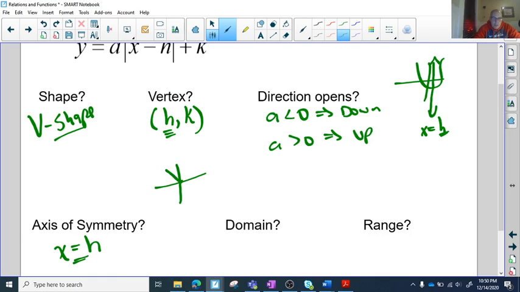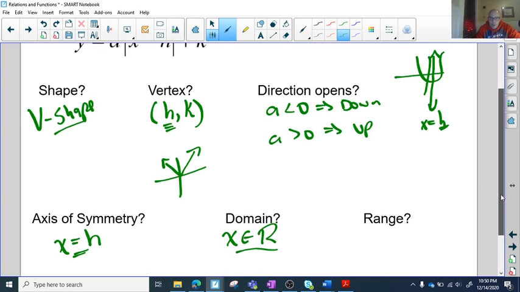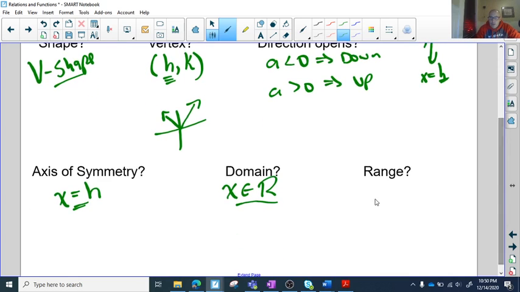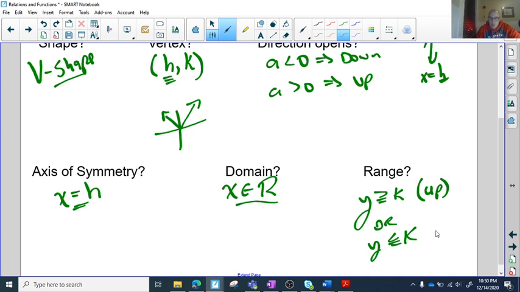We will assume that these graphs have arrows, unless we're told otherwise. So the domain, this graph goes forever this way, so it's eventually going to cross all the x's. It goes forever this way, so it's going to cross all of the x's on the negative side. So x could be any number. Now the range is twofold. You got to look at two things. You got to look at whether it opens up or down, and then you look at the y-coordinate of your vertex. So it's either all the y values are bigger than or equal to k, if it opens up, or it will be all the y values are smaller than or equal to the y value at the vertex if the V shape opens down.